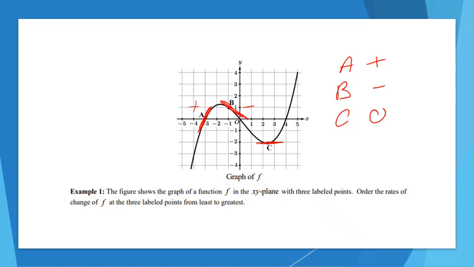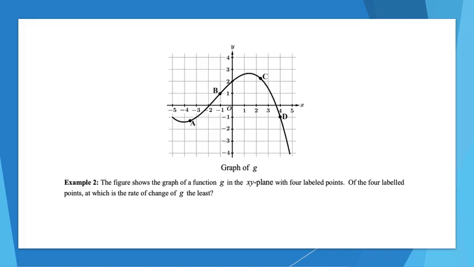So while we don't know exact numbers, that's fine. We can still order these from least to greatest. B, a negative number, is going to be less than C, which is going to be less than A. Or you could write this as that. Either way would be fine.